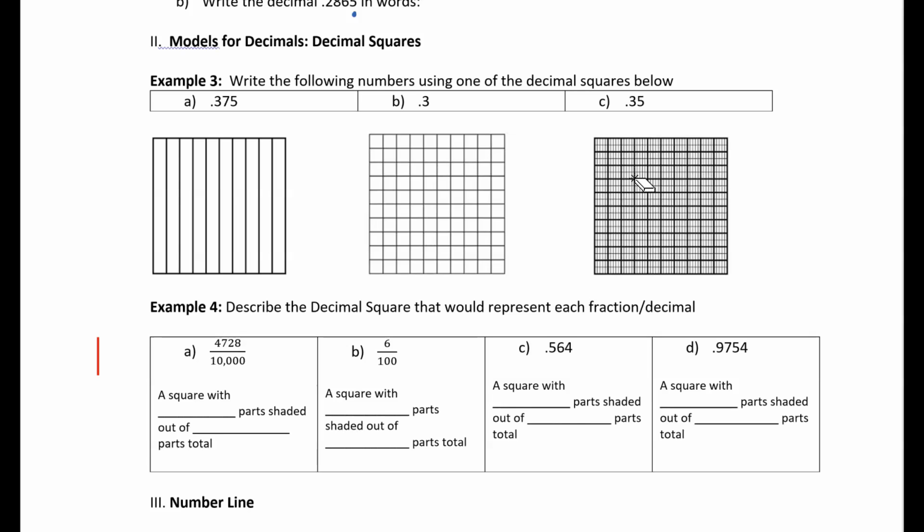Actually, you know what, take that back. Let's start with the simpler one, which is 0.3. I'm going to write that as a fraction. So 0.3 is the same thing as 3/10, or 3 out of 10.